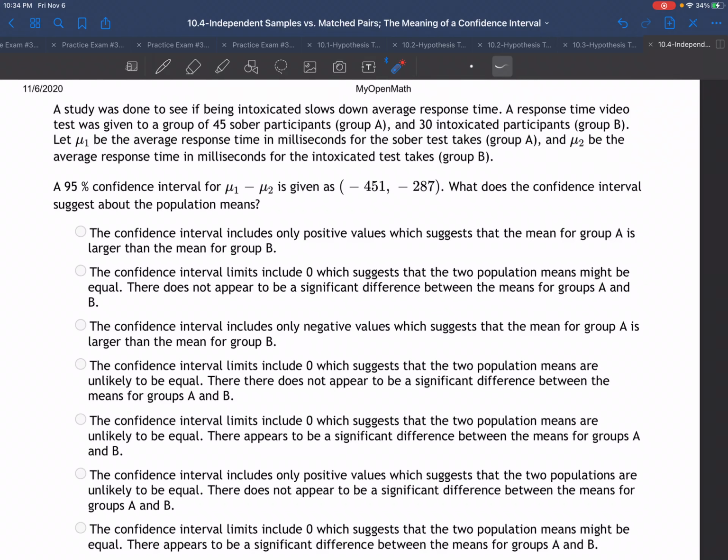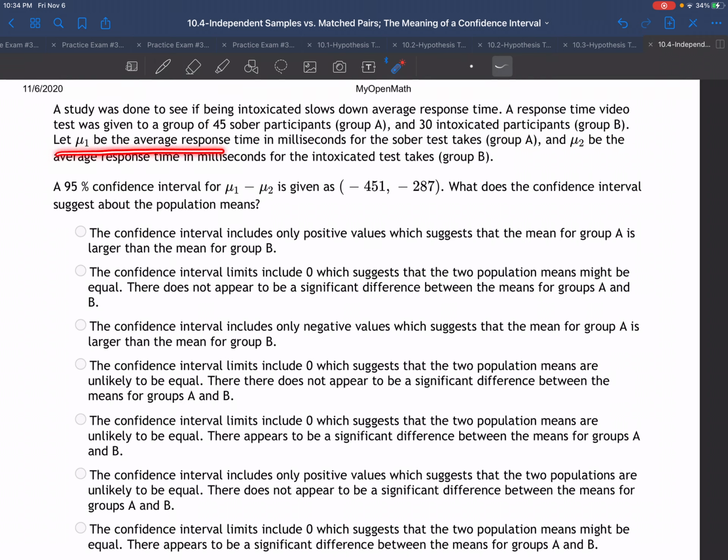Here's an example of the meaning of a confidence interval. A study was done to see if being intoxicated slows down average response time. A response time video test was given to a group of 45 sober participants, Group A, and 30 intoxicated participants, Group B. They got drunk before they took the test.